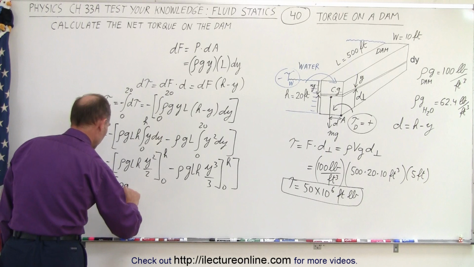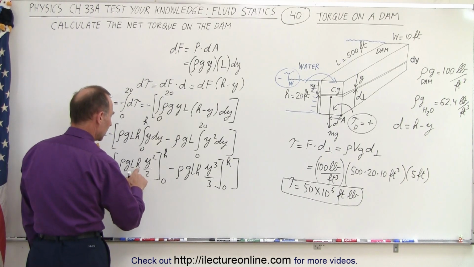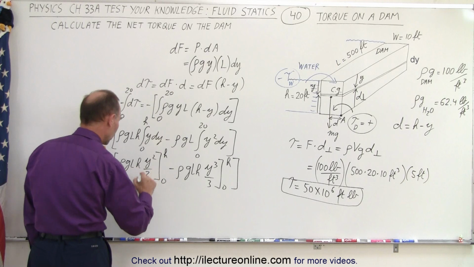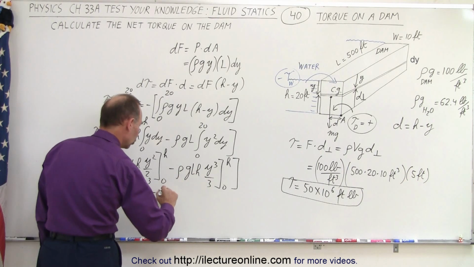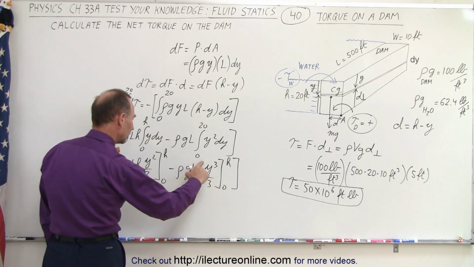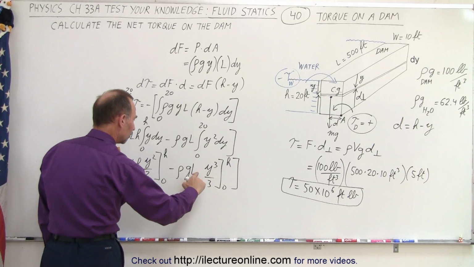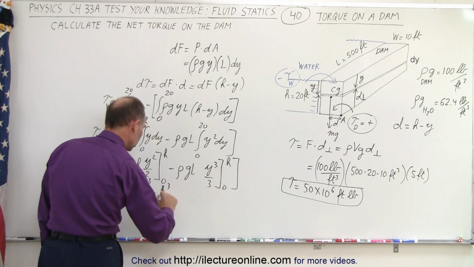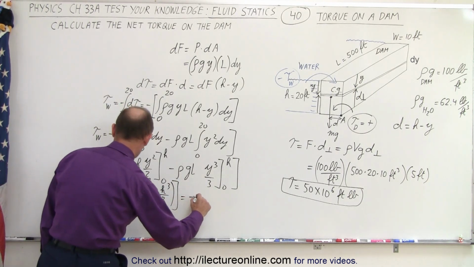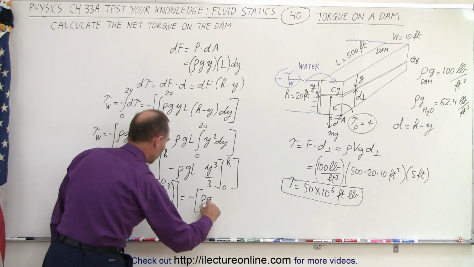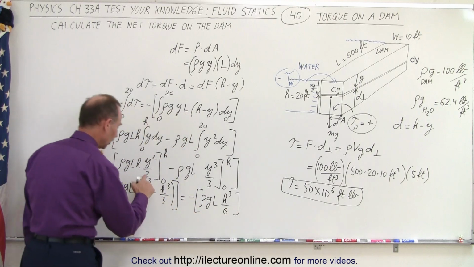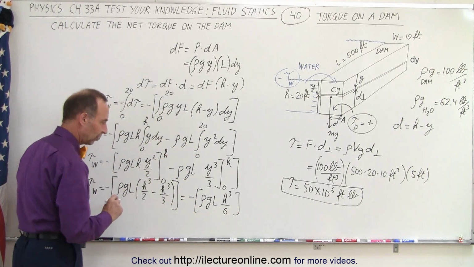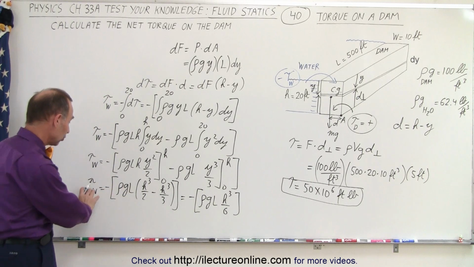Okay, so that gives me the torque on the water is equal to minus, I can factor out a rho g l, that gives me h cubed over 2 minus h cubed over 3. And you know what? I don't have an h here on the second integral, so that'll give me h cubed over 3. And of course, that will be equal to minus density g l times h cubed over 6, because 1/2 minus a third is a sixth. And now I'm ready to plug in the numbers to find the torque of the water.